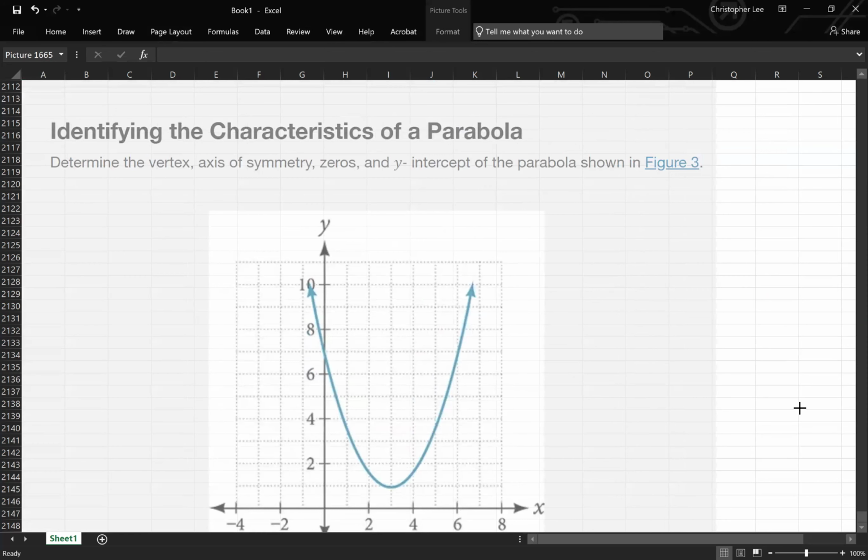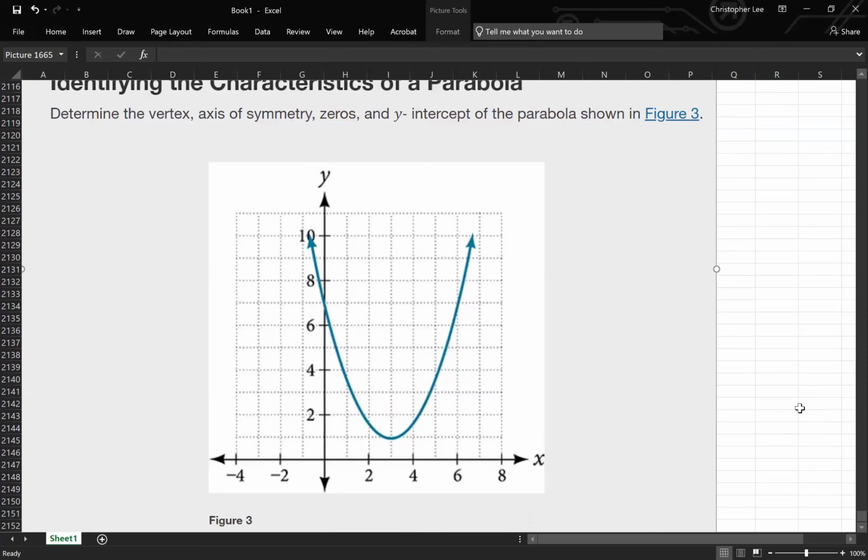So for example, in this situation right here, in this example, we want to determine the vertex, the axis of symmetry, the zeros or x-intercepts, and the y-intercept. So we can kind of tell what the vertex is. The vertex would be this point right here at the very bottom. That point is 3, comma 1. So our vertex is 3 comma 1.